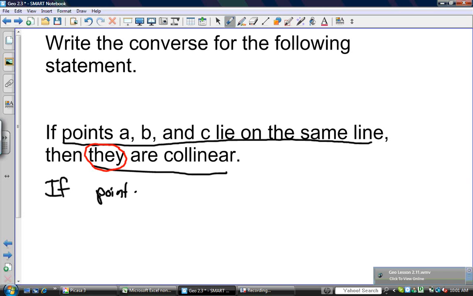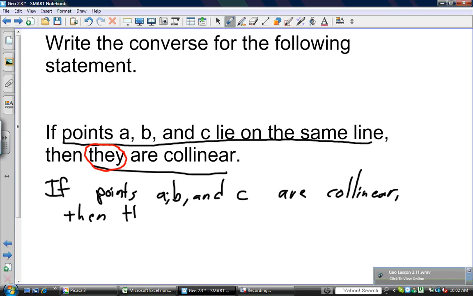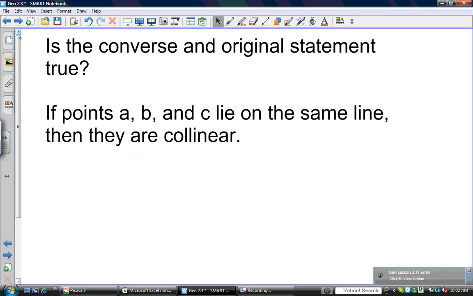points A, B, and C are collinear, then they lie on the same line. Alright. Is the converse of the original statement true if points A, B, and C are collinear? Do they lie on the same line? Yes, that has to be true.